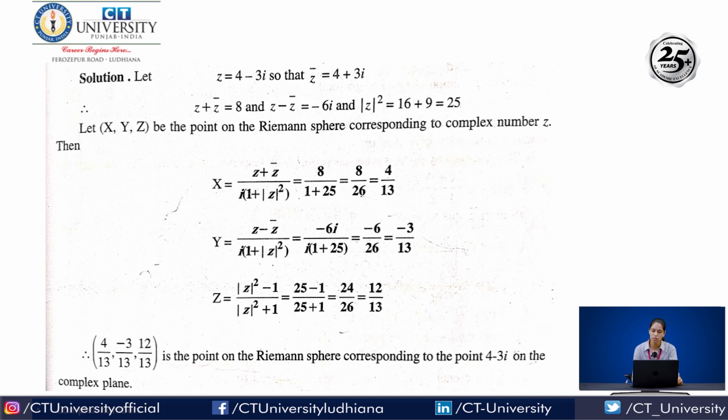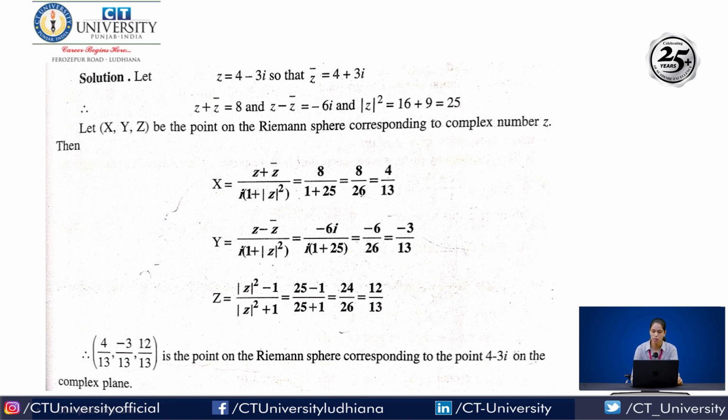Next is y equals (z minus z conjugate) over (1 plus mod z squared). So it becomes minus 6i over 1 plus 25. The i and i cancel, so my y becomes minus 3 by 13. Last is the z coordinate, that is (mod z squared minus 1) over (mod z squared plus 1). Put the value of mod z squared, that is 25. So the numerator becomes 25 minus 1 and the denominator becomes 25 plus 1. So it becomes 24 by 26, that is 12 by 13.